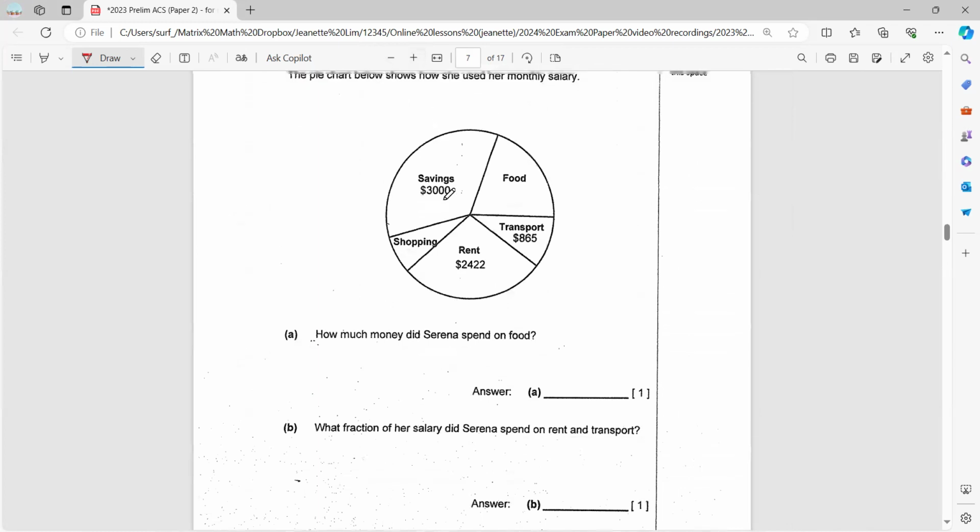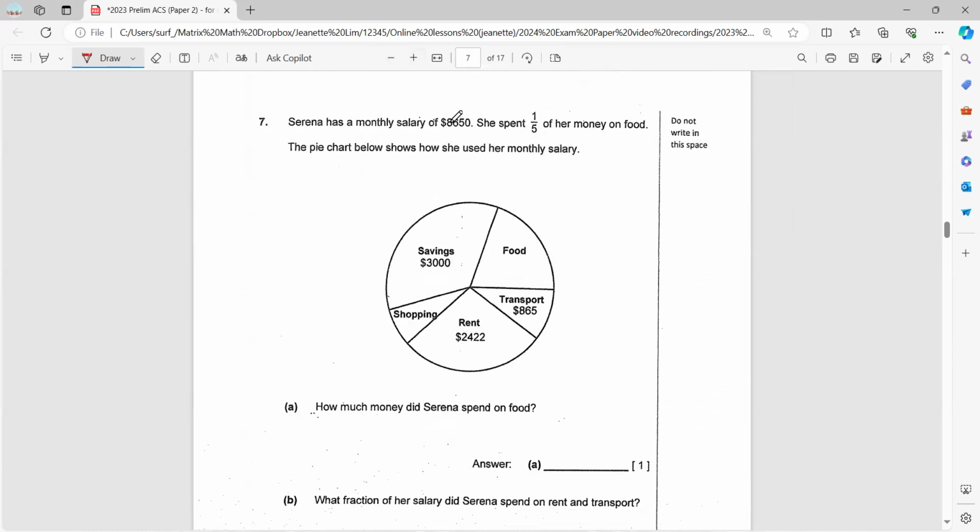Question 7, pie chart. Serena has a monthly salary of $8650. She spent 1/5 of her money on food. The pie chart shows how she used her monthly salary. How much did she spend on the food? It is 1/5 of 8650, so we can just take 8650 divided by 5, or times 1/5. So the answer is $1,730.